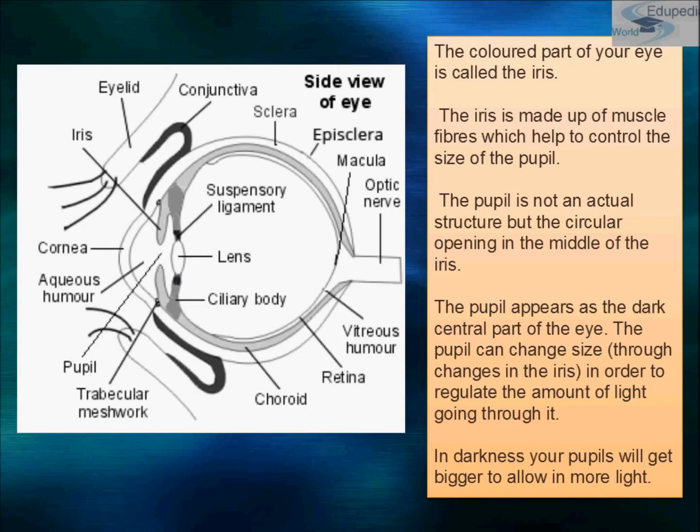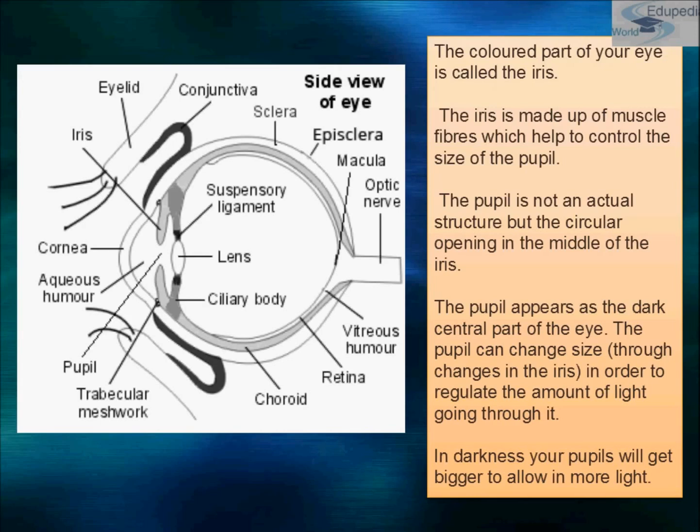The pupil can change size through changes in the iris, because I have told you that the iris controls the aperture of the pupil in order to regulate the amount of light going through it. Otherwise, light would hamper the activity of the eye. So you can say that the pupil changes its size in order to regulate the amount of light entering through it.